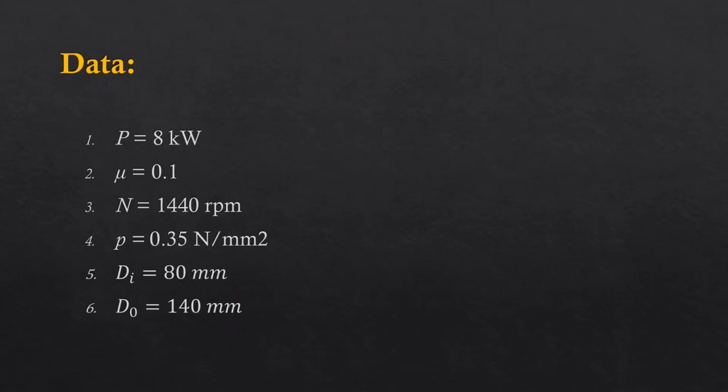All right, so you have the data here. We have already seen this. Outer diameter is 140, inner is 80 mm, pressure is 0.35, RPM is 1440, coefficient of friction in the presence of oil is 0.1, and the power that needs to be transmitted is 8 kilowatt. Right? So let's look into the solution from the next slide onwards.